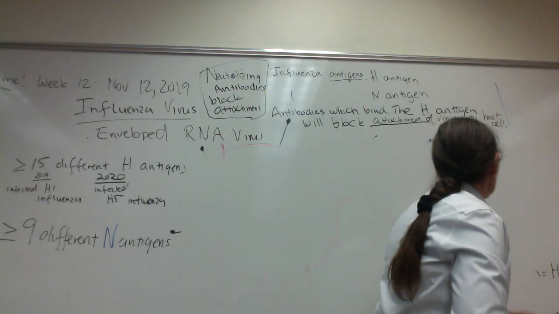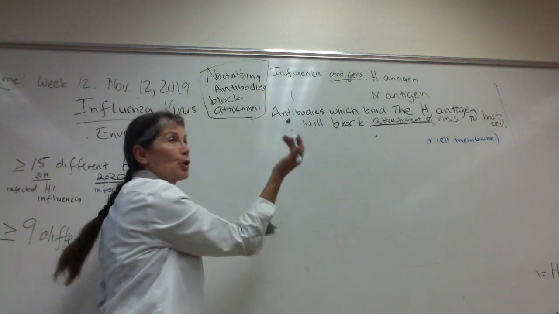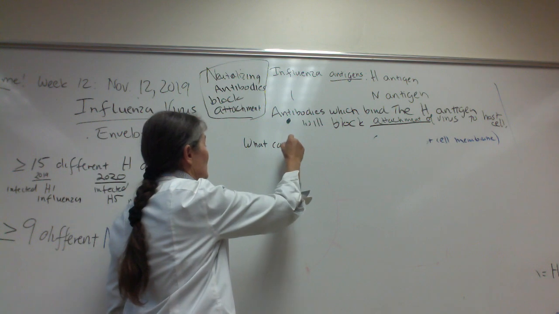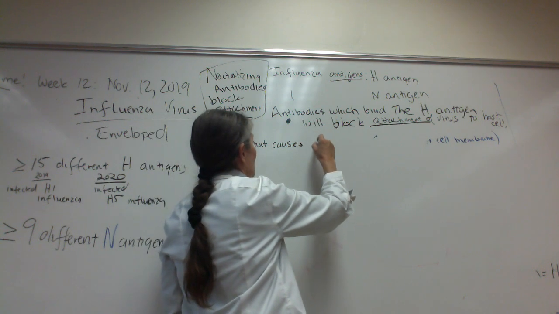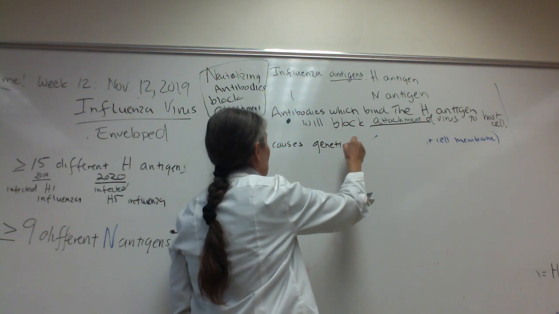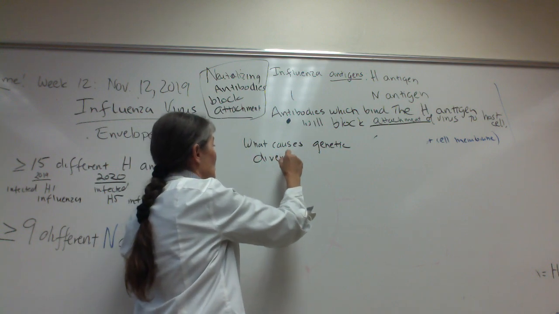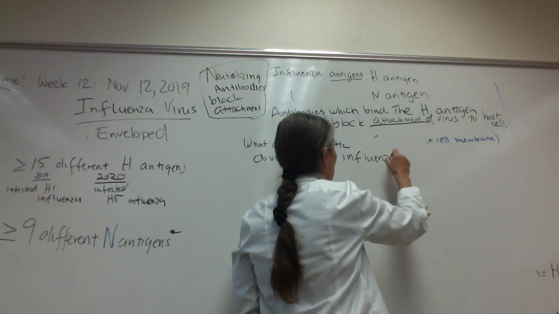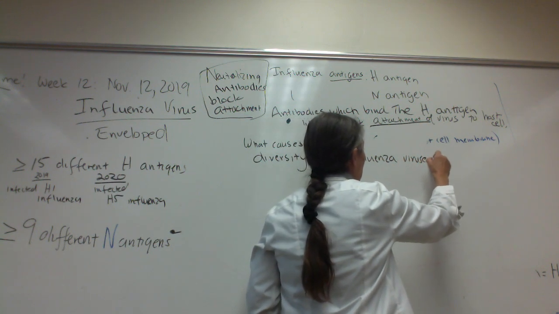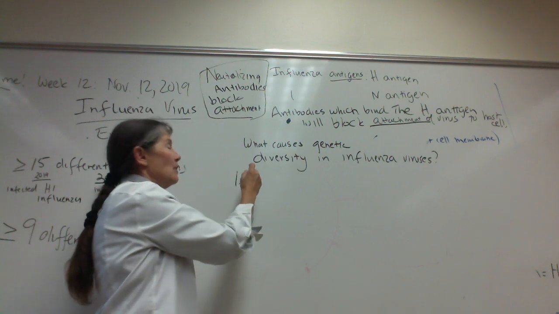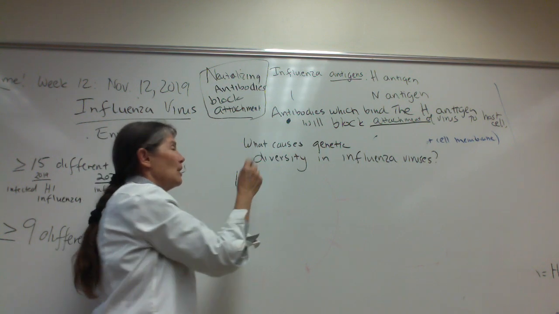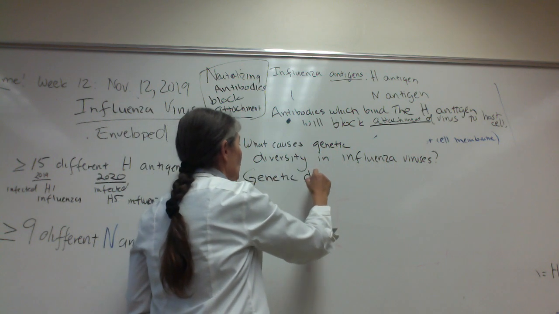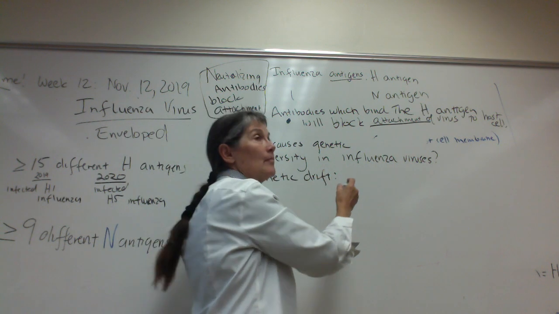So when we look at the generation of genetic diversity in influenza virus, if I ask a short answer question, you guys, what causes genetic diversity in influenza viruses? And I'm looking for two reasons. So what's the first one? The first one we're pretty comfortable with. What's the first one? Good job, you guys. And you want to learn the term. It's called genetic drift.